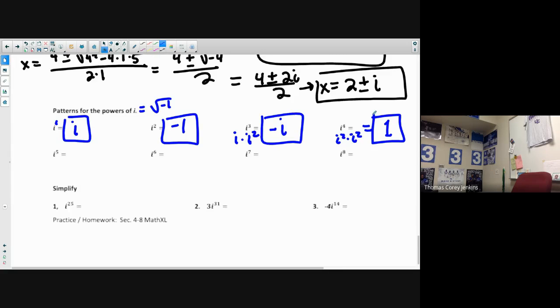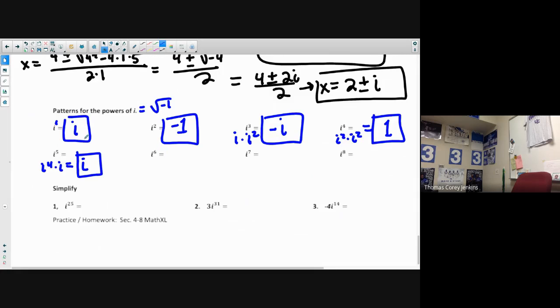All right, so it seems maybe a little bit confusing so far. So let's see what happens as we keep going. What happens when we get to i to the fifth? Well, we already have an i to the fourth. So let's think of that in terms of i to the 4 times i to the 1. So that'd be equal to 1 times i, which should just be i.